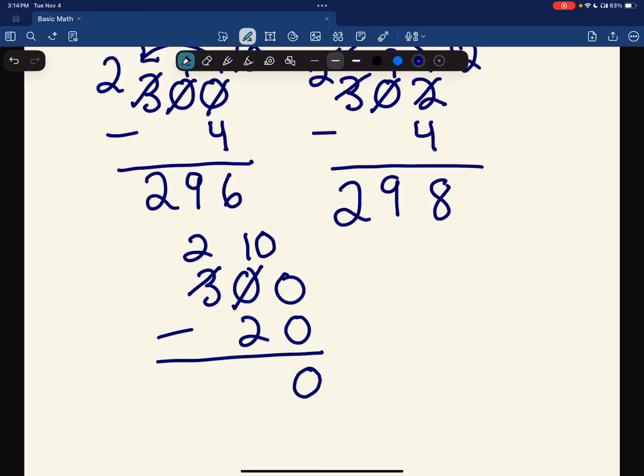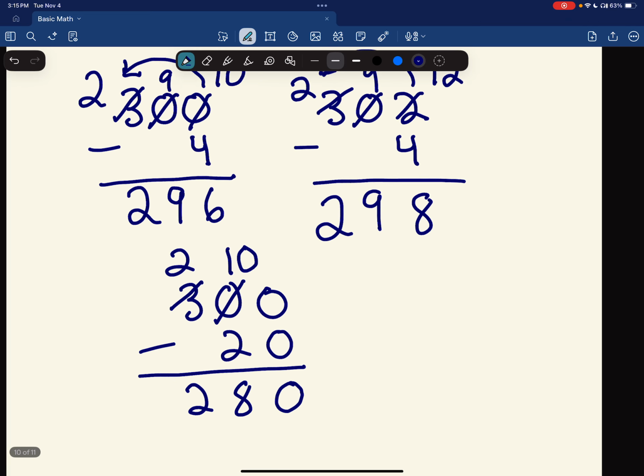It does not become a 9. So we're not going across the 0, right? If we're not going across the 0, we don't need to change the 0 to a 9. So here we have 10 minus 2, which is 8, and we drop the 2, and we have 280.